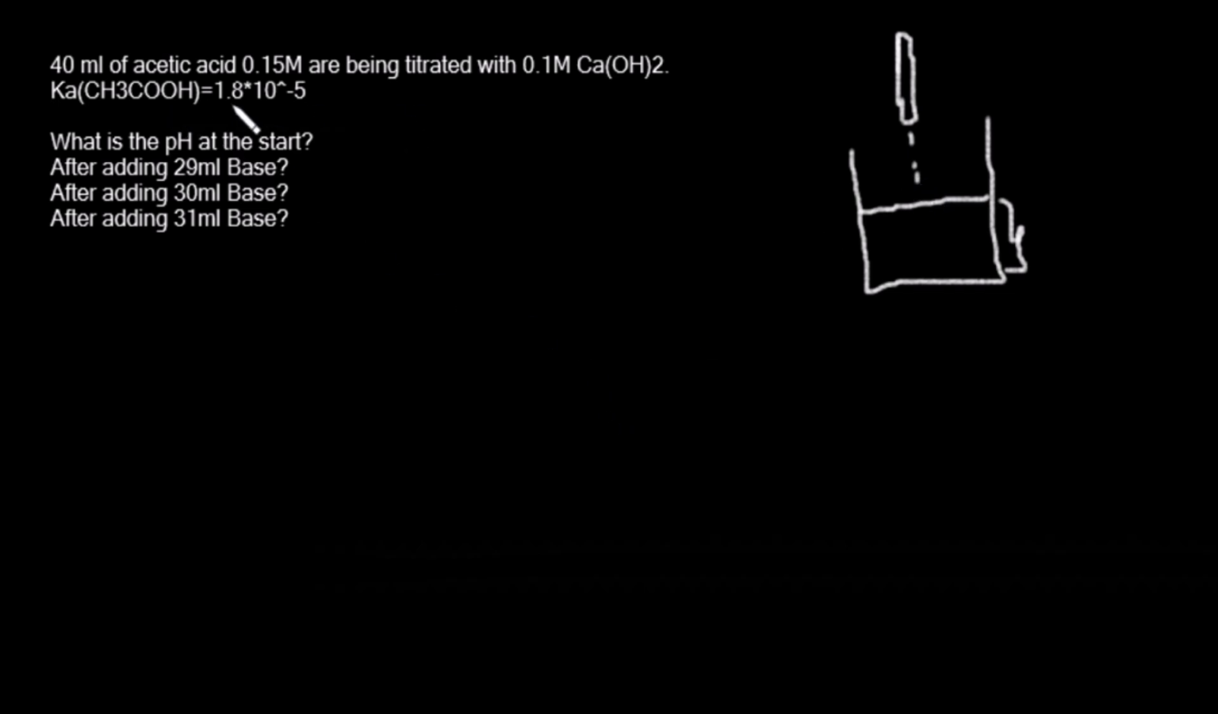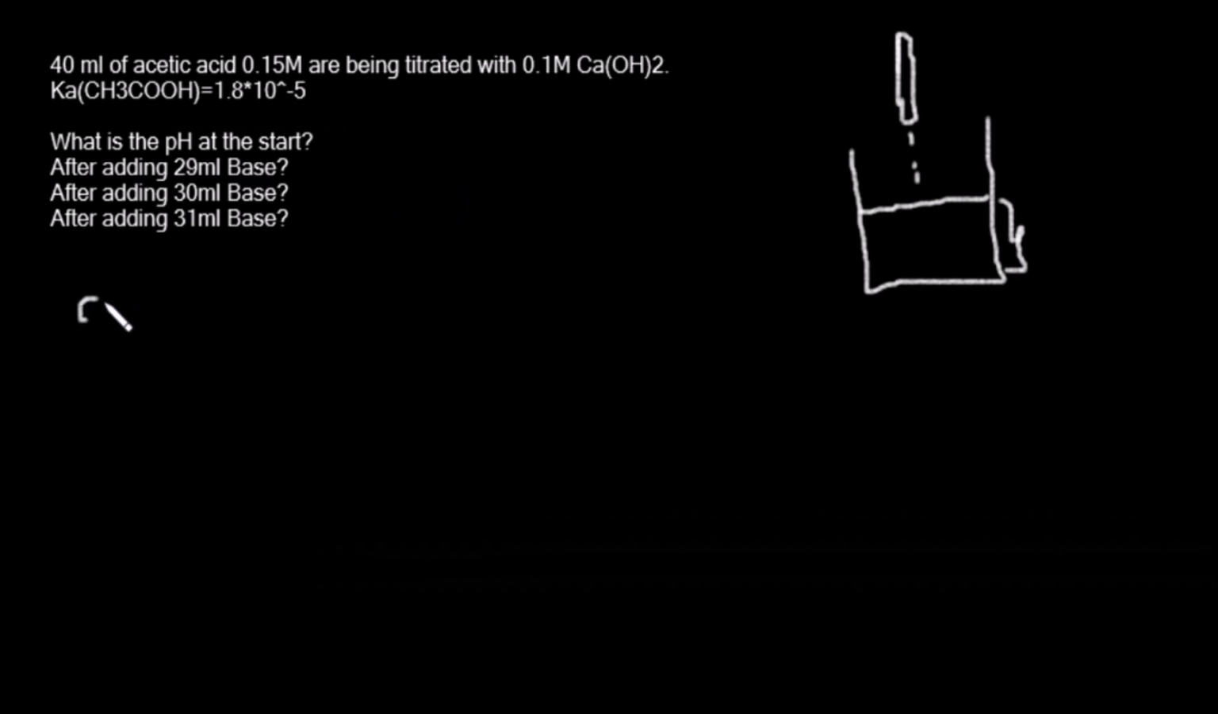There are four parts to this question. The first part is, what is the pH at the start, before we add any base at all? So we only have the weak acid. If we have a weak acid or a weak base and we want to find the pH, we just write the equation in equilibrium.